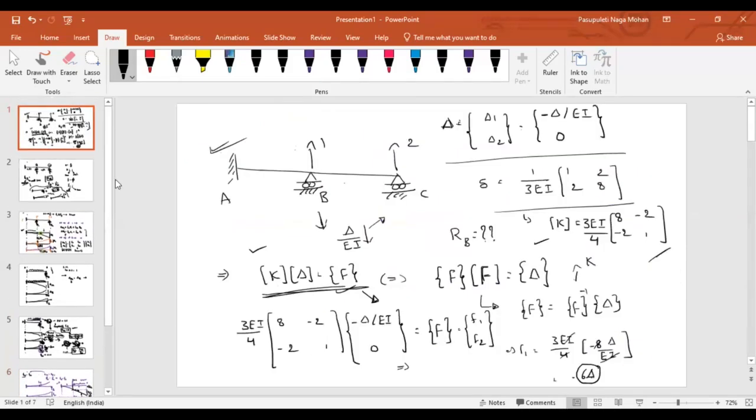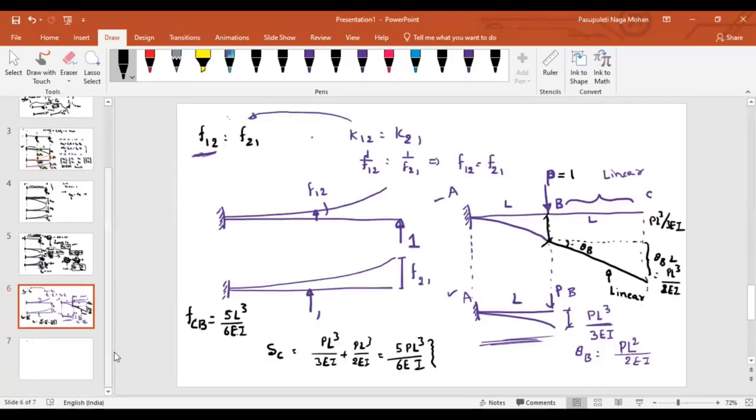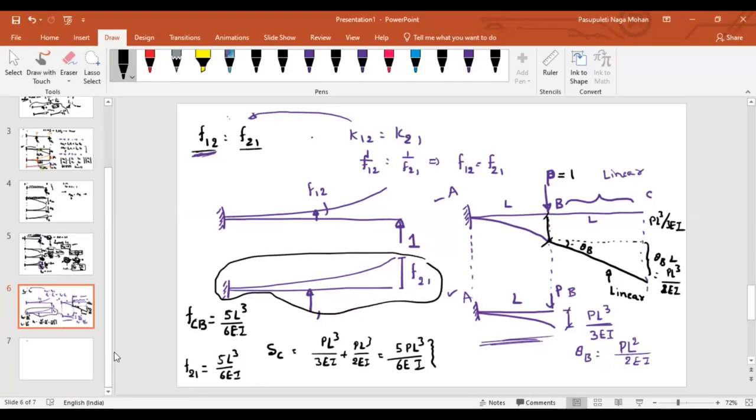According to the question, we are applying the force here and finding the displacement here. Then what should I call it? I should call it F21. That will be equal to 5L cube by 6EI. That means we have found this, isn't it? As we discussed, this is equal to this. So finding this F21 is easy compared to F12.